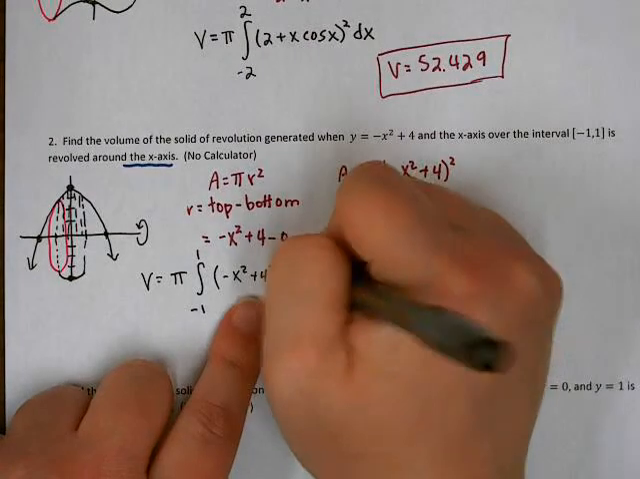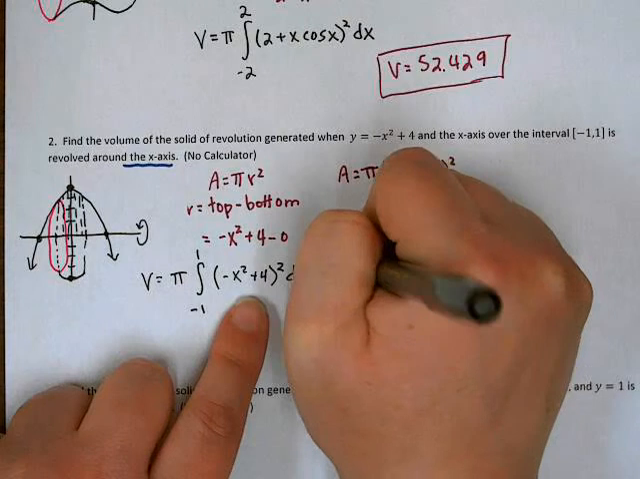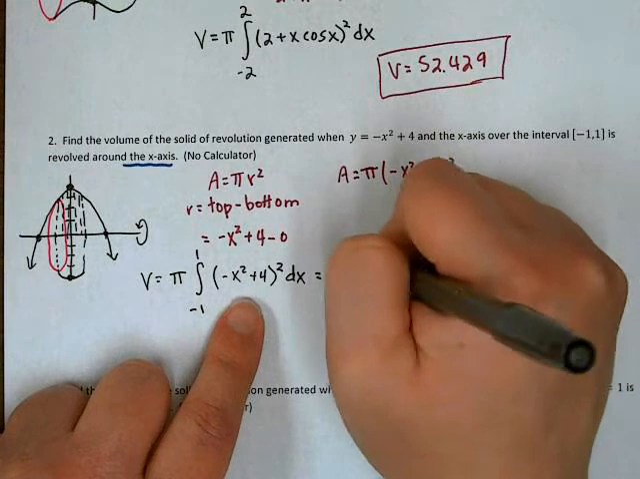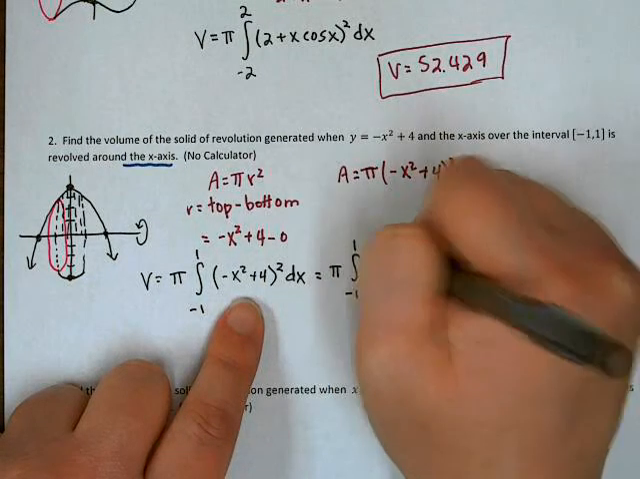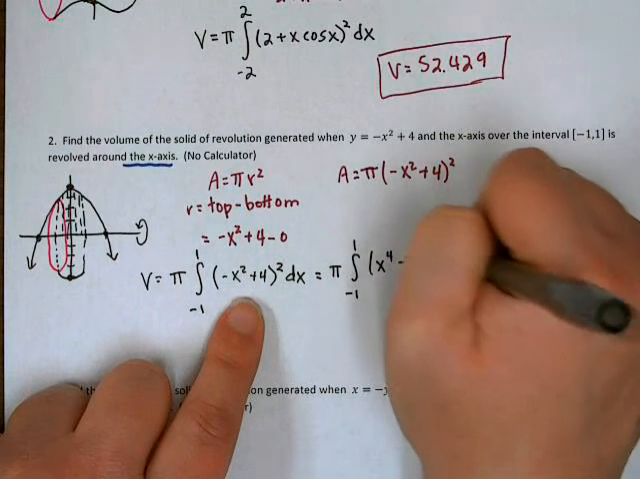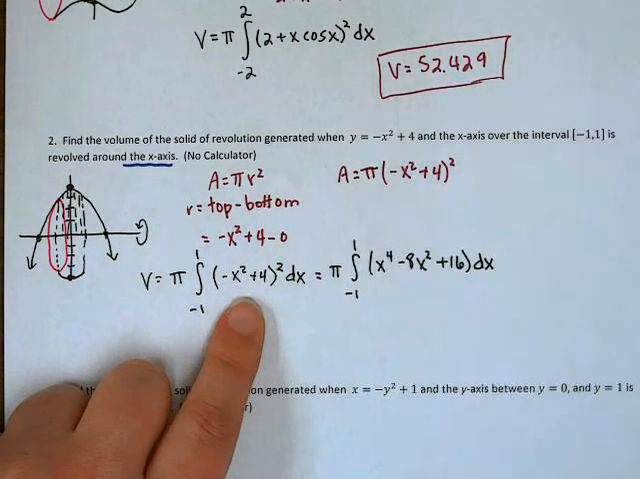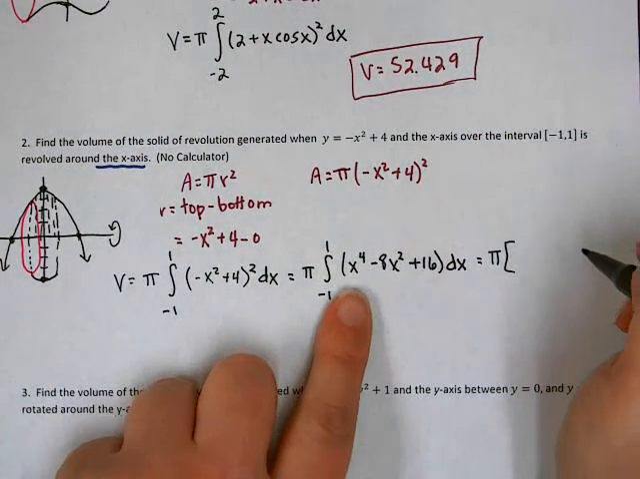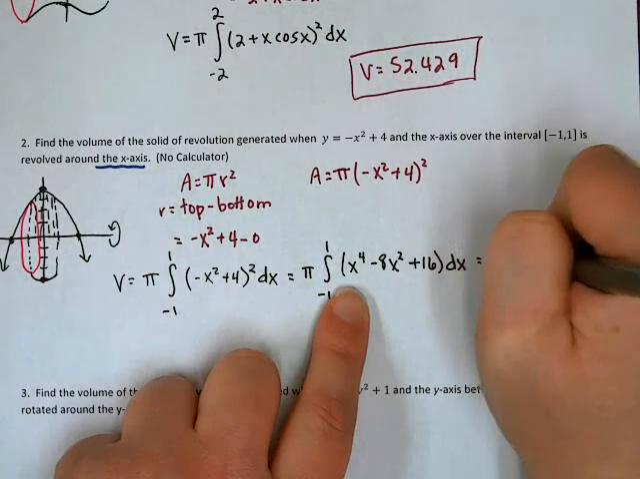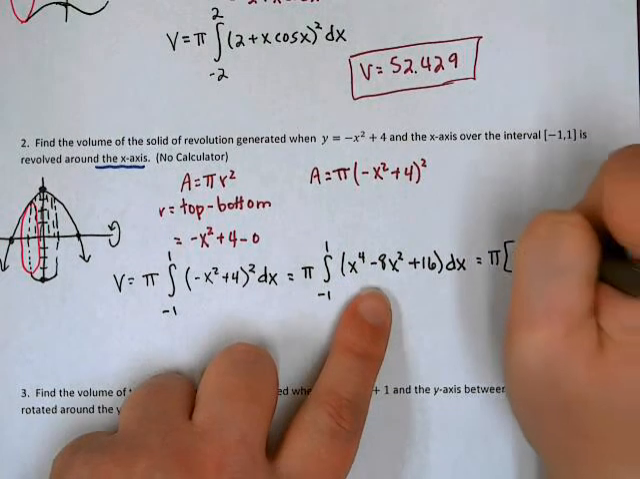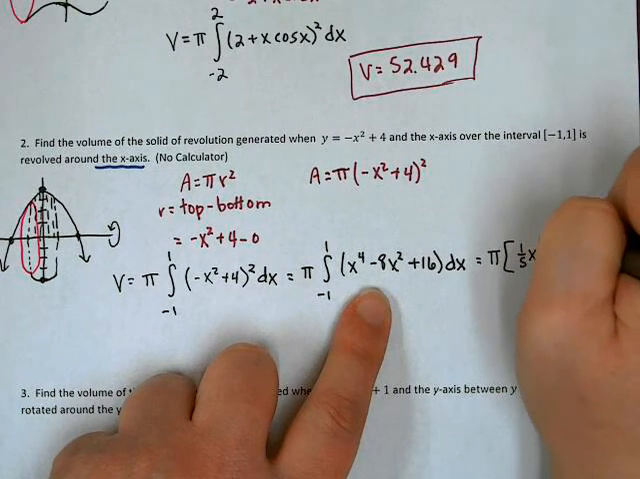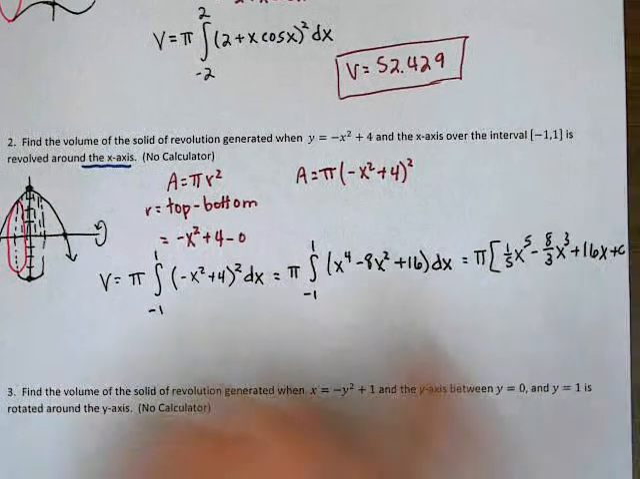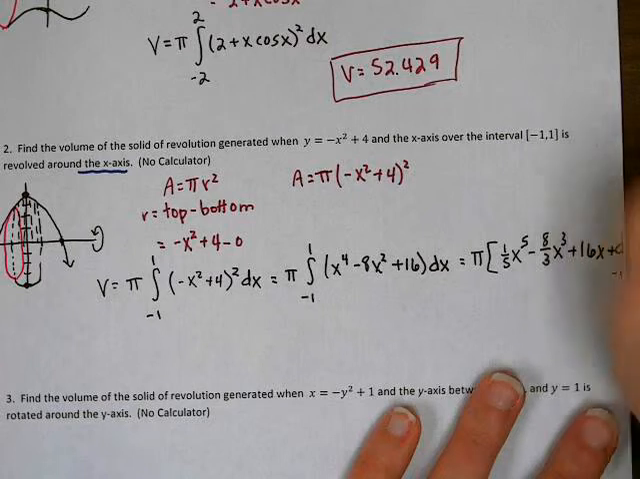So my first suggestion is going to be, let's do the pi integral from -1 to 1. We need to expand this. All right, so that's going to end up being what? x to the 4th minus 8x squared plus 16 dx. All right, and so now we're going to take the antiderivative. So the pi is just out front. The antiderivative of x to the 4th is 1/5 x to the 5th minus 8/3 x to the 3rd plus 16x plus c, sorry, I'm running out of room, and we're evaluating from -1 to 1.